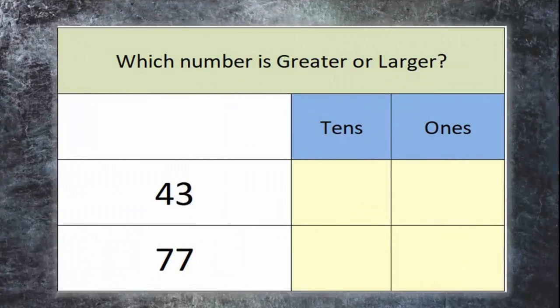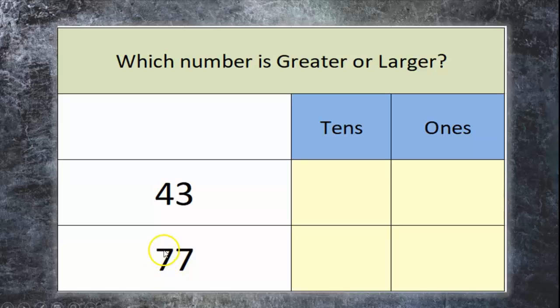Which number is greater? Here we have two numbers, 43 and 77. These numbers do not have hundreds or thousands. They only have tens and ones. When we start to compare numbers to find which one is greater or smaller, we must always start from the left side. So we will use the tens if they're available. In this case, we have 4 tens in 43 and 7 tens in 77.